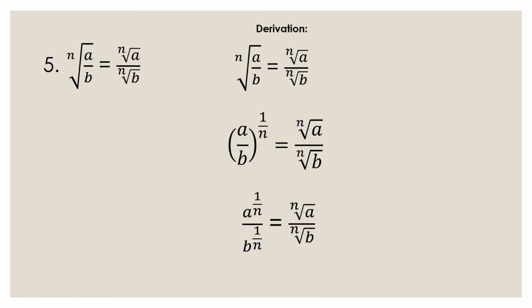And let's distribute 1 over n to the numerator and denominator. We will have a raised to the power of 1 over n over b raised to the power of 1 over n. That is equal to the nth root of a over nth root of b. Thus, we can have the nth root of a over the nth root of b is equal to the nth root of a over nth root of b. So here is an illustrative example of the said law.